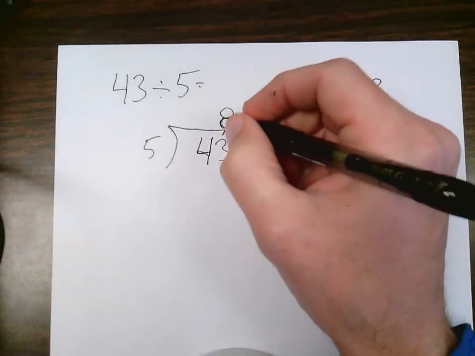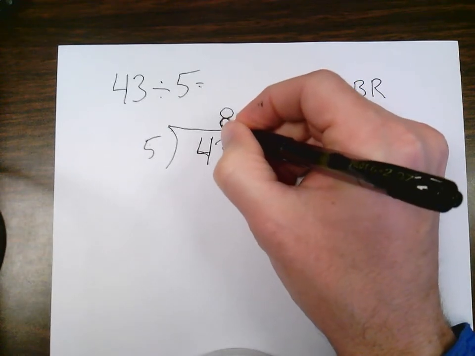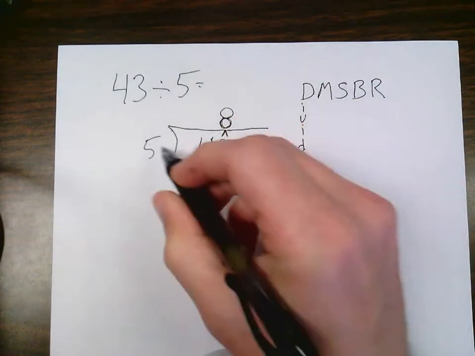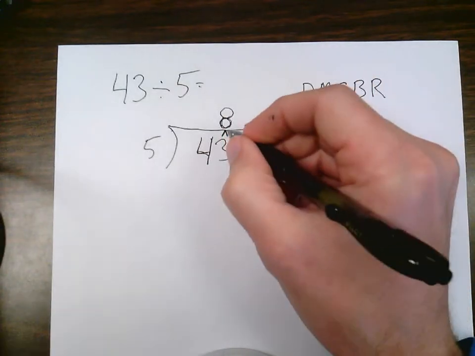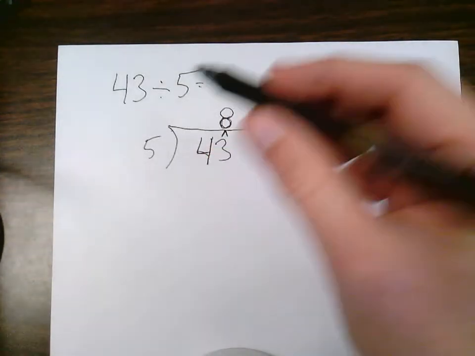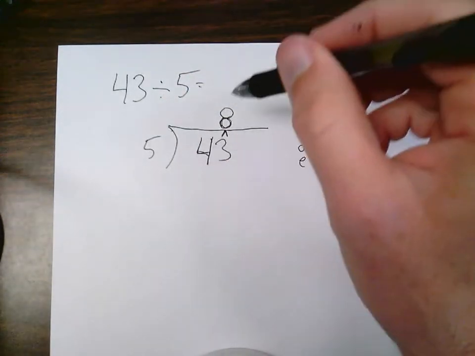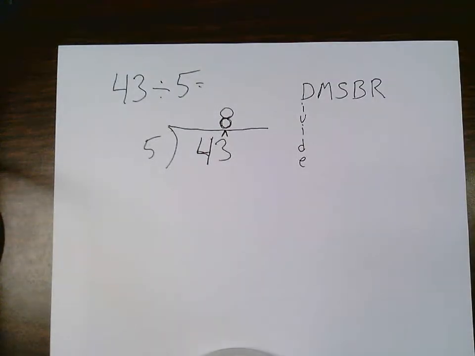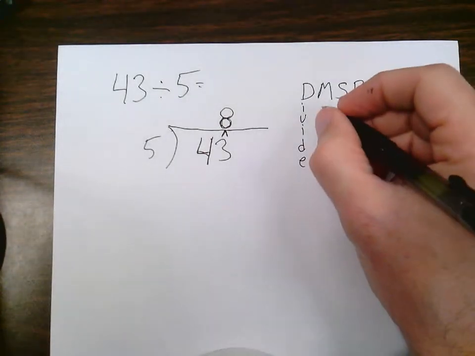So Dad puts his work right up on the roof, right above where we put that caret. Whenever Dad's figuring out how many times something is going into something, we put that little caret there, and Dad says 5 is going into 43 8 times. Now Dad's job is done. Mom's job is to multiply.